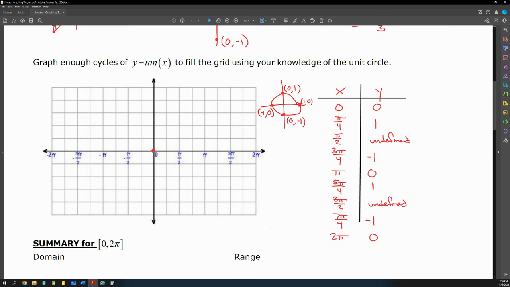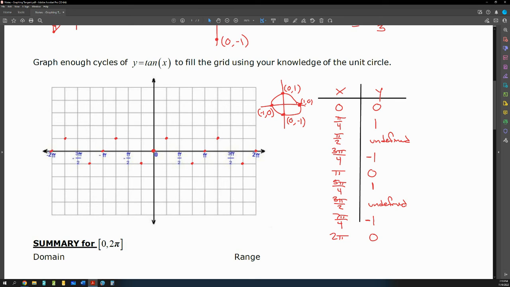Okay, so let's go ahead and plot some of these points. We have pi fourths, 1. We have pi halves, undefined. We have 3 pi fourths, negative 1, pi, 0, and 5 pi fourths, 1. 3 pi halves is undefined. 7 pi fourths, we have negative 1. And then at 2 pi, we have 0. And in fact, this pattern continues also in the negative x direction. So I'm going to just continue this pattern. You can see that we have these groups of 3 points, but then separated by a break in the graph.